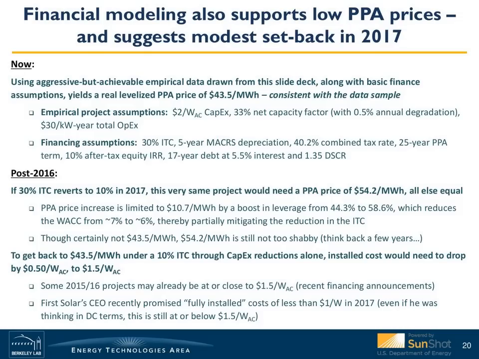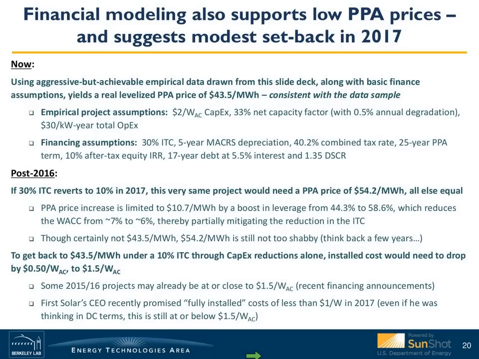Moreover, First Solar's CEO over the summer somewhat famously promised that their fully installed costs would be below $1 per watt by 2017. Now, I have a feeling he was thinking more in DC rather than AC terms, but even so, $1 per watt DC equates to $1.50 per watt AC or less. So for these reasons, I think that despite the setback that could occur come 2017, the long-term outlook for this sector is still pretty bright.